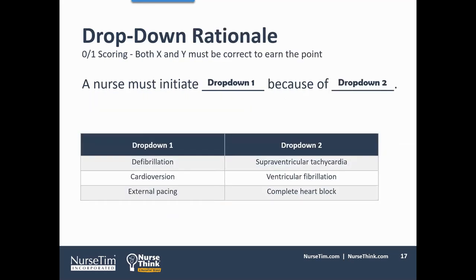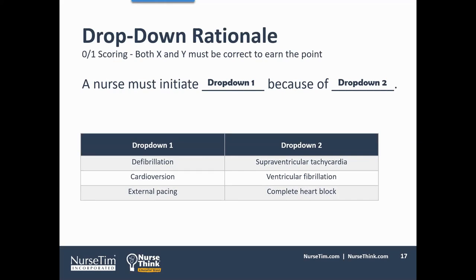Drop down with rationale, similar to drag and drop with rationale. This is one where both X and Y must be correct in order to get the point. So the student must have the correct drop down 1 as well as the correct drop down 2. It's a cause and effect rationale.